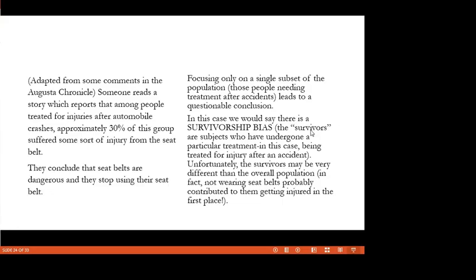So in this problem, when we talk about who the survivors are, the group we're actually looking at, those are the people that required medical treatment after their car accident. And the point is that group could potentially be very different than the overall population. So only focusing on the people who needed treatment after a car accident, as opposed to looking at everybody who was involved in a car accident, that's a little bit questionable reasoning. And so it's usually not a good idea to only look at one particular group versus another whenever we conduct a study.